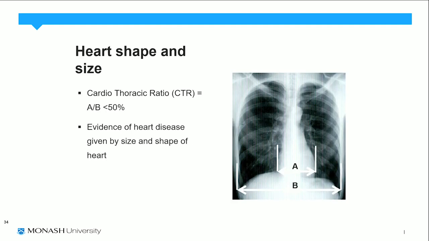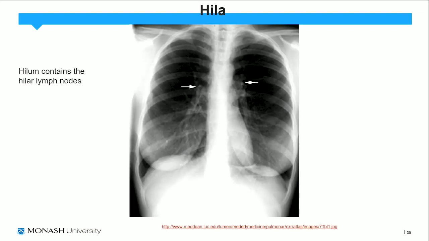And I'm sure you know how to measure the cardiothoracic ratio. That should be less than 50%. If it's greater than 50%, it gives an idea of cardiomegaly. And this is best measured on a PA erect view, so that there is no magnification of the heart. The hilar, the right side is mostly a little bit lower than the left side. It contains the hilar lymph nodes, so if there's hilar enlargement, then you should suspect, for example, either a mass or adenopathy.